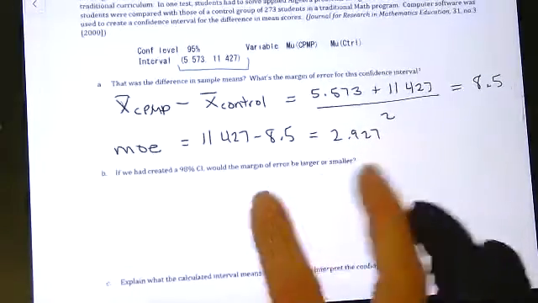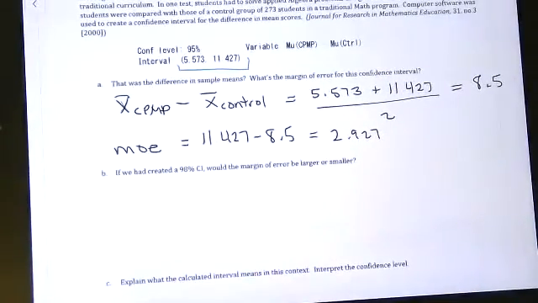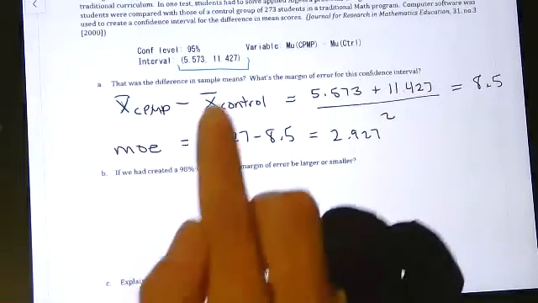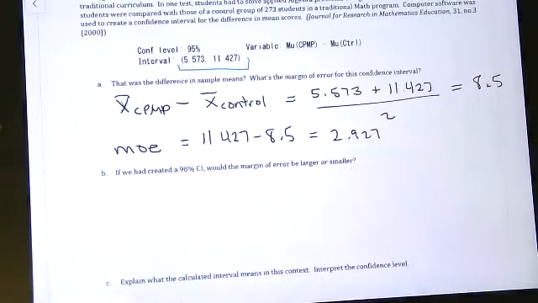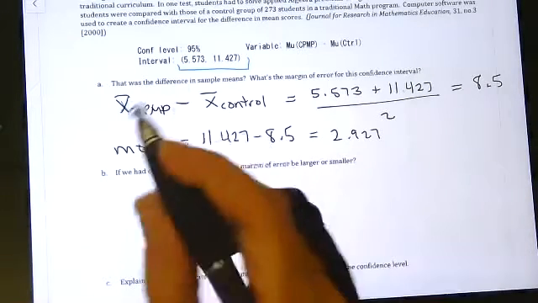Okay, if we had done 98% confidence interval instead, would the margin of error be larger or smaller? This was a 95%. What happens when you increase your confidence? What happens to your margin of error? It becomes larger. That's the trade-off. I'm more confident now, but I have a larger margin of error.